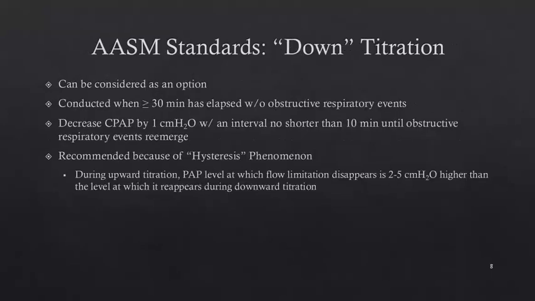ASM also recommends trialing a down titration. That can be an option after you've done a little exploring with the pressure, to go back down on the pressure. So if you've had a study running for more than 30 minutes and there hasn't been any obstructive respiratory events, then you can start slowly decreasing the pressure back down. You're going in increments of 1 centimeter of water pressure until respiratory events reemerge. Typically, because of the hysteresis phenomenon, you'll see that during a downward titration the pressure where respiratory events reemerge is actually lower than the pressure that was required to eliminate the respiratory events during an upward titration.